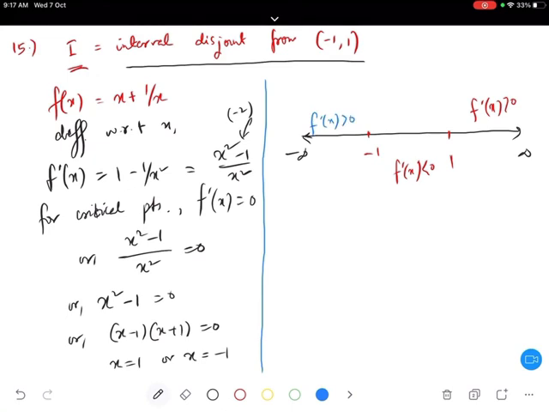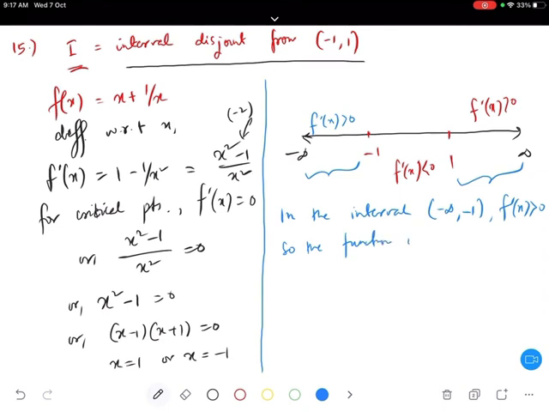Okay, so you see between minus infinity to minus 1 it's positive, and between 1 to infinity it is also positive. Okay, so write down: in the interval minus infinity to minus 1, f dash x is greater than 0. So the function is strictly increasing in minus infinity to minus 1.